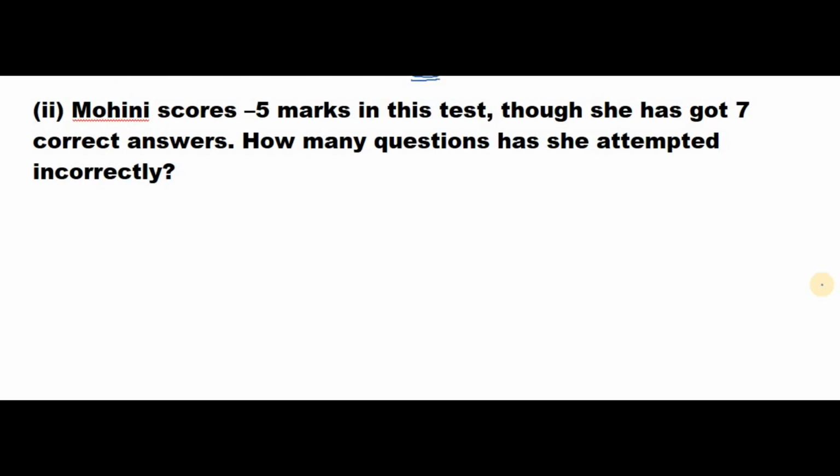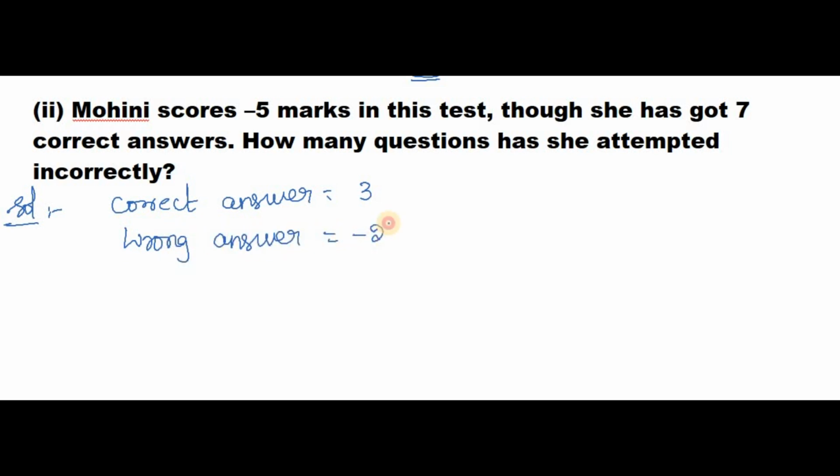Now in the same way we'll try to solve this one also. Mohini scores minus 5 marks in this test. Though she has got 7 correct answers, how many questions did she attempt incorrectly? For a correct answer, you'll get 3 marks, and for an incorrect answer, you will get minus 2 marks. And now Mohini's score is minus 5 marks. And how many correct questions has she written?